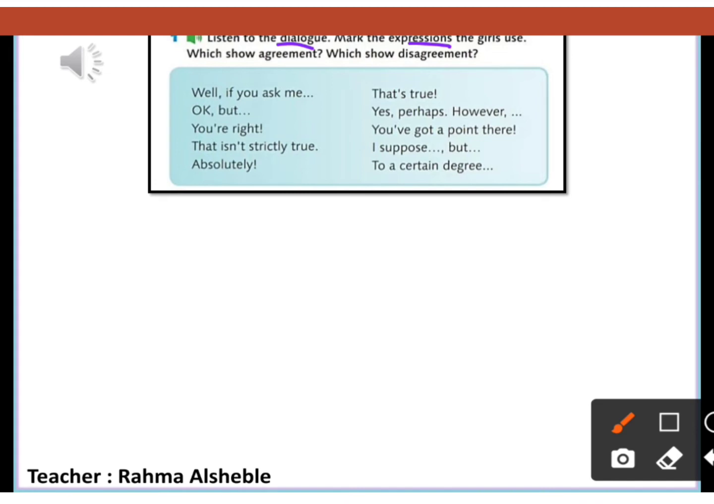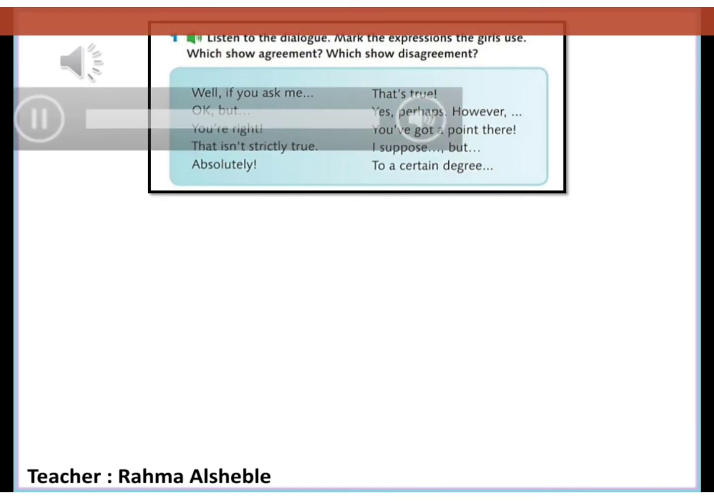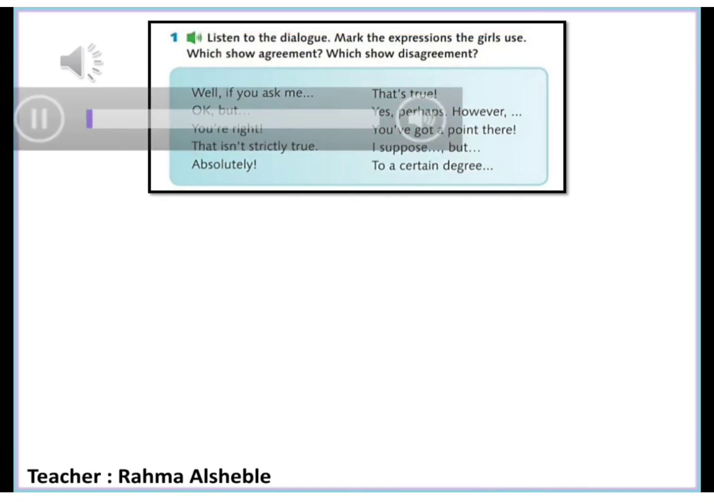هلا رح نعرف شو الموضوع رح يحكوا عنه. And they will use expressions. رح يستخدموا بعض هدول ال expressions. which show agreement. لازم تعرفوا أي منهم بيظهر الموافقة and which show disagreement أو الاعتراض أو عدم الموافقة. Okay? So, are you ready? Let's start. Module 5, page 56, exercise 1.